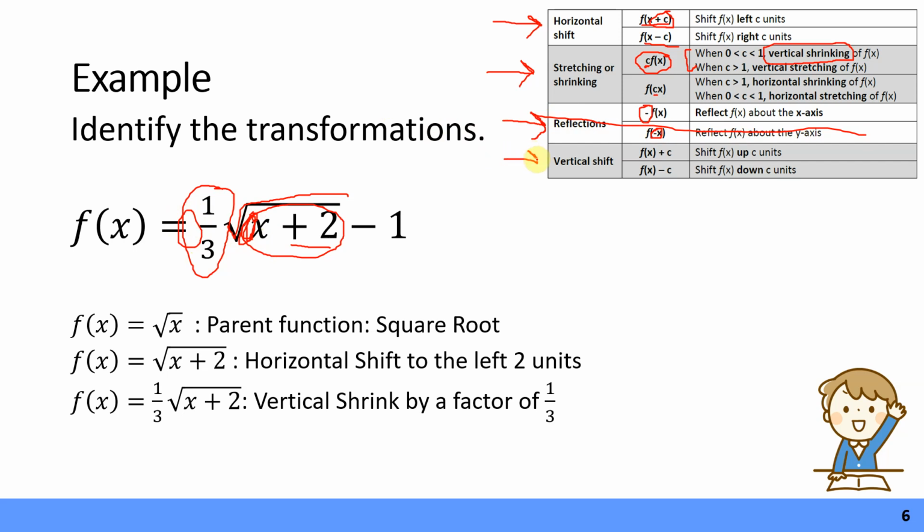On the table, the last thing we have to look at is, do we have a vertical shift? Vertical shifts happen when you have numbers at the end of the equation. So outside the parentheses, in our case, outside of the root. Do we have a number on the outside?